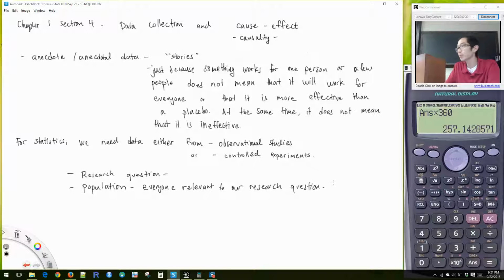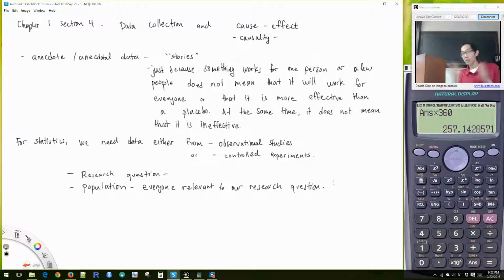So maybe I'm a pharmaceutical company. Hopefully not an evil one. And let's say my scientists have come up with a drug, and they say, oh, we think this will help people with diabetes. Okay? So my question is, is this drug effective in, I don't know, controlling blood sugar for people with diabetes? Who would the population be? Yeah, it would be everyone with diabetes, okay?